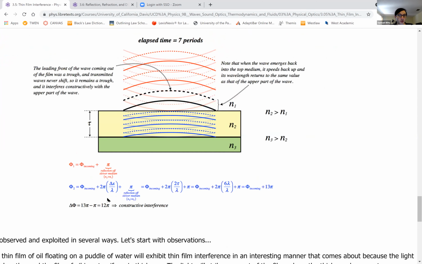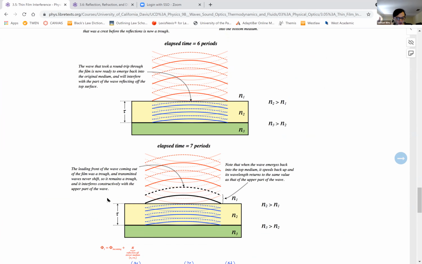So off of this film, where the film's thickness is 3 wavelengths, where the wavelength is measured inside the film, that would create constructive interference. This is just a single example. You could do this for where N1 is less than N2, but N3 is also less than N2. You could do the same thing. You'd get destructive interference and so on.